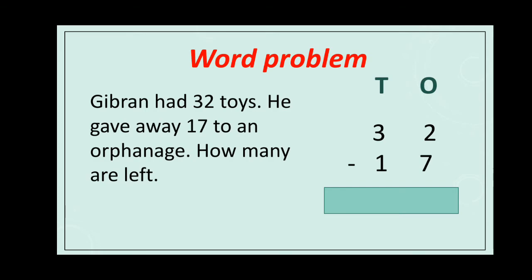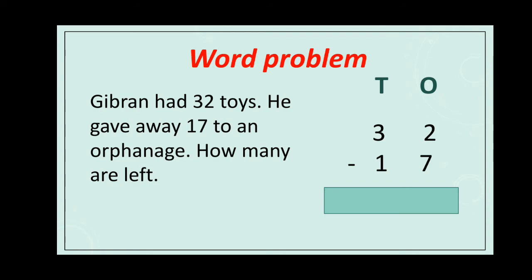Gibran had 32 toys. He gave away 17 to an orphanage. How many are left? 32 minus 17. Okay. 32 minus 17. First we start with ones. Subtract ones first. 2 minus 7. We cannot subtract 7 from 2. So we will borrow 1 from tens.